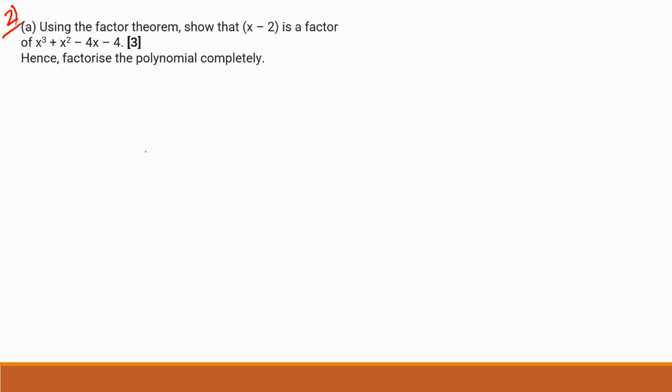Okay. I hope you have given it a try. Now let's do the problem. Using factor theorem, show that x minus 2 is a factor of x cube plus x square minus 4x minus 4. Okay. So it's saying how can we show x minus 2 is a factor of this? Okay. Let's do it. Solution.